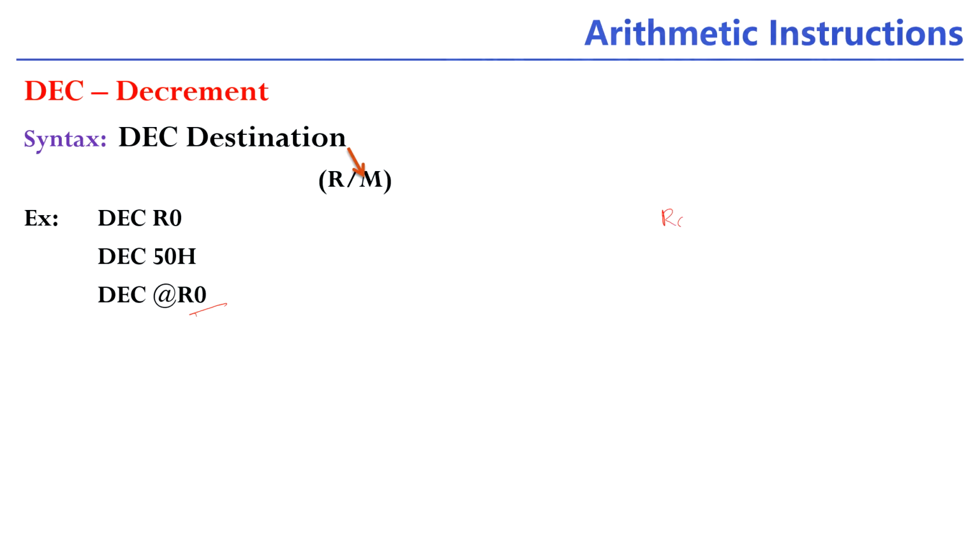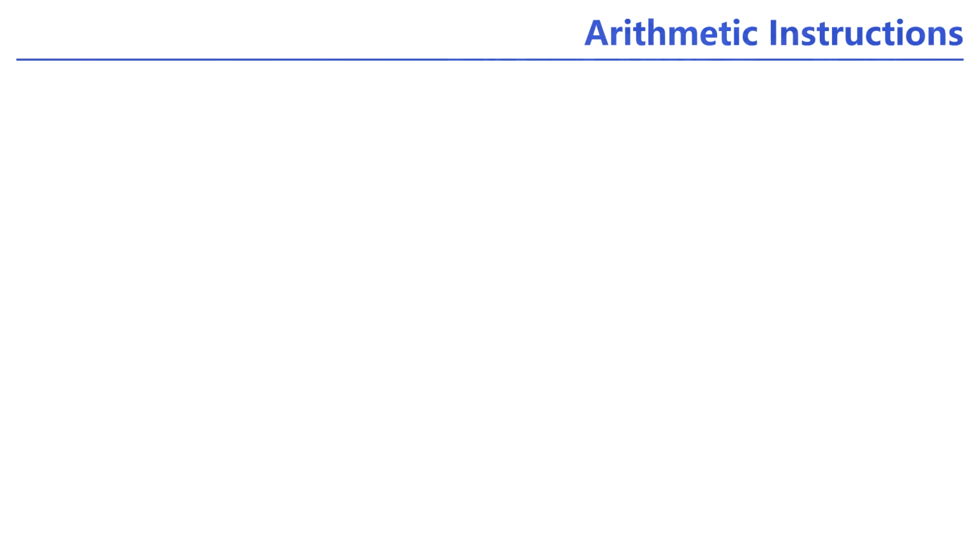Let us consider R0 is pointing to a memory location 40H. This memory location is having data of 34H, and here we have executed this instruction, decrement @R0. It means the content available in this location is decremented by 1. That means it will become 33H. After execution of this instruction, 34 is decremented by 1. So this is about the decrement instruction.